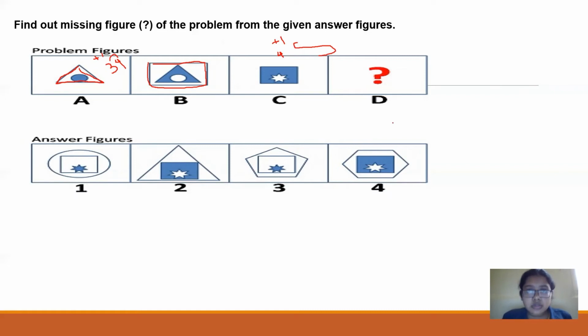Let's see the fourth option. Okay, so 1, 2, 3, 4, it's six. Means it's not the answer. We want five, right? So 1, 2, 3, 4, 5 means option 3 is the correct answer.